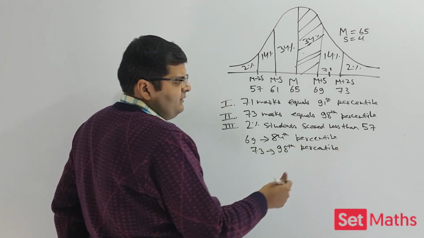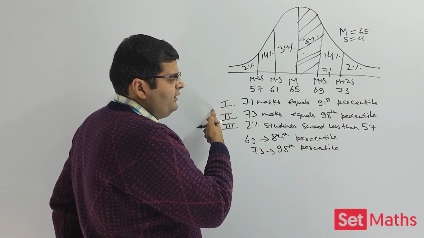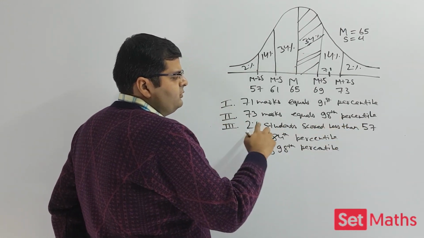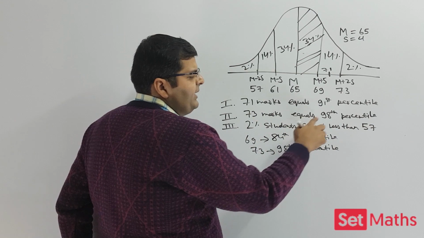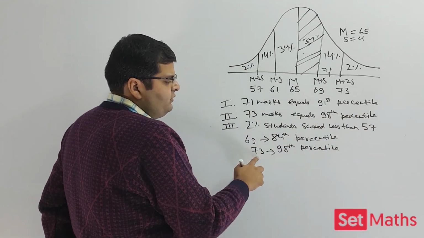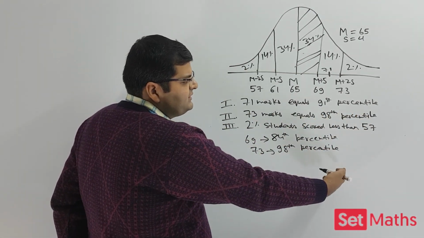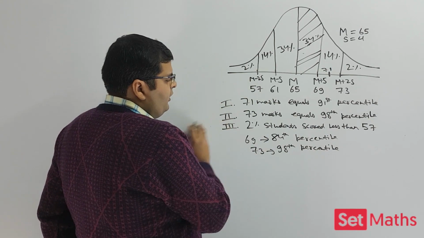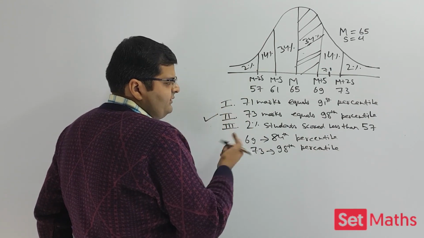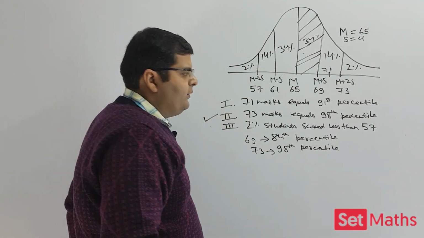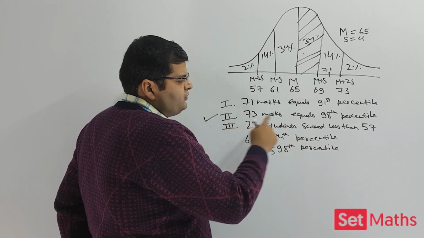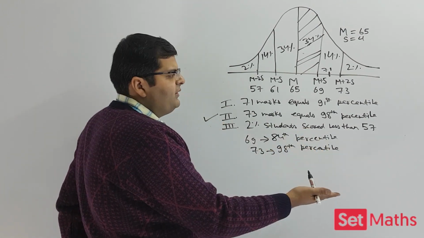So if you look at it, we are actually looking for option 1, but we have also solved for option 2. Option 2 says that 73 marks equals 98th percentile. So we have figured out that 73 marks equals 98th percentile. So actually option 2 is correct. So we will mark option 2 as correct for now. So we have solved option 2 while solving option 1 only.